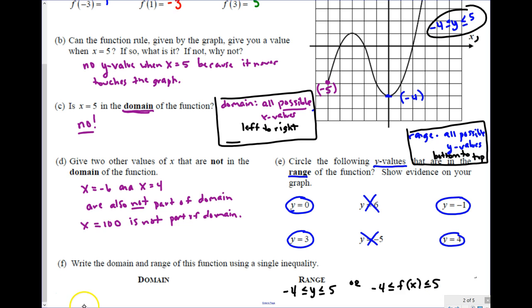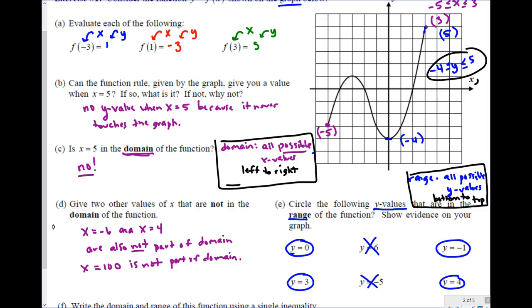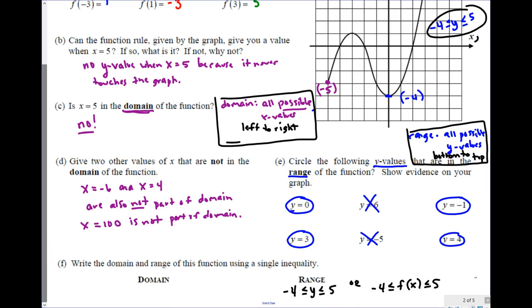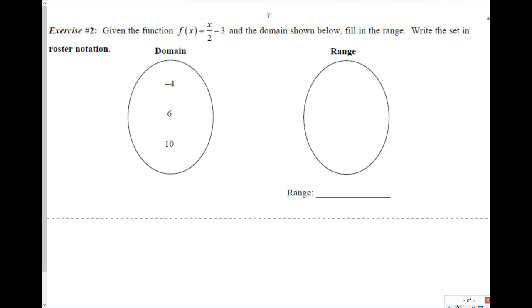And then for the domain, we had it up here. -5 less than or equal to x less than or equal to 3 is my domain. Okay? And again, what do you do if you don't understand? You mark it on your notes, and you come to class and you ask one of your teachers. Alright? Okay, let's go to the next page.